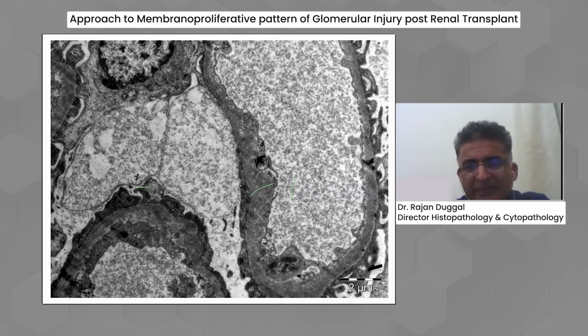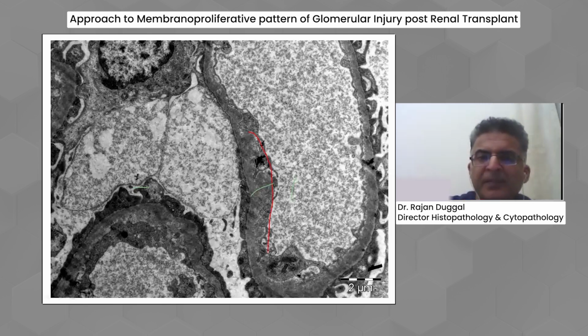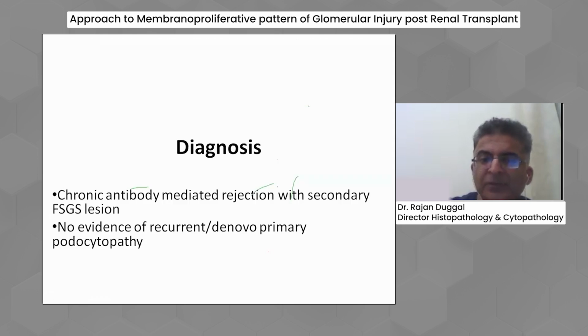Now, as compared to the second biopsy, electron microscopy of the first biopsy showed just a minimal kind of subendothelial expansion. Always remember that early changes of chronic AMR can be picked up only on ultrastructure examination. So the first biopsy EM was also not consistent with primary podocytopathy. It was more like an early chronic AMR. So it is a chronic antibody-mediated rejection with secondary FSGS lesion. There is no evidence of recurrent or de novo primary podocytopathy.